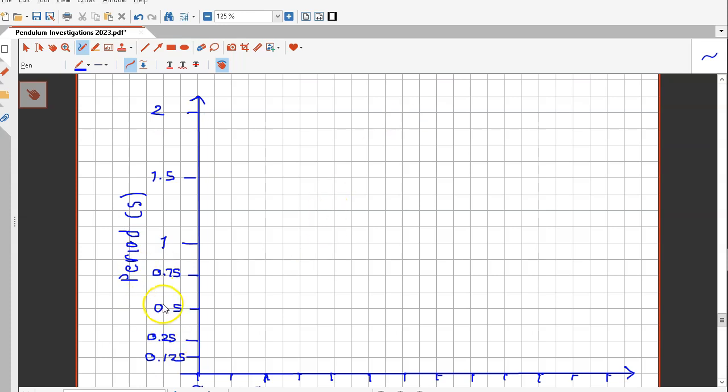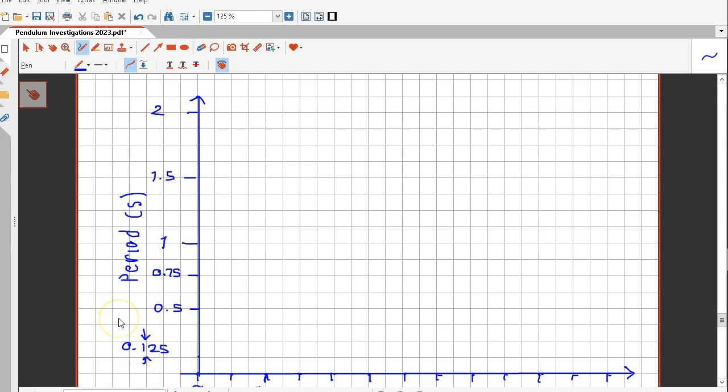Normally we want to break it down so that it's easier to read, but I'm just going to leave that one. I'm going to leave some kind of marker here to help us plot our points.